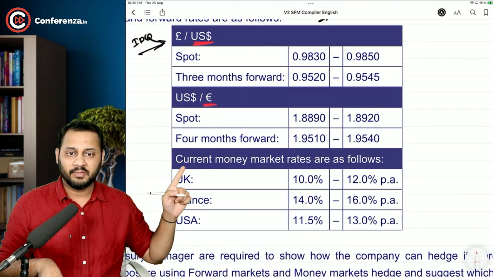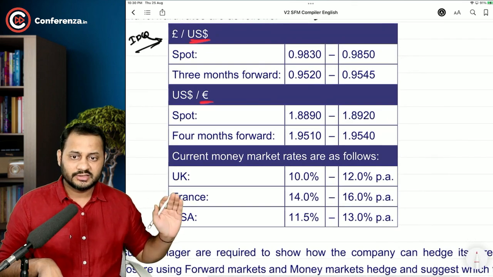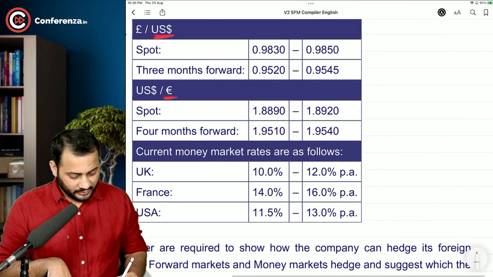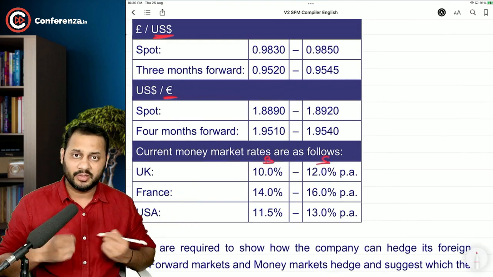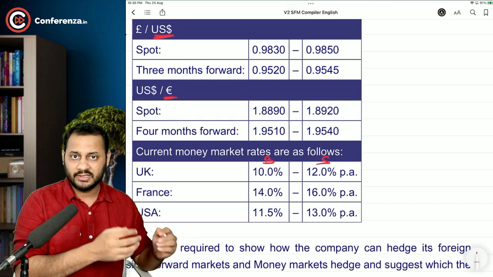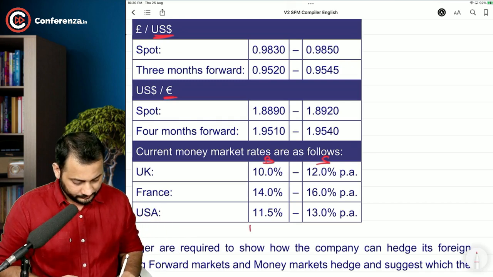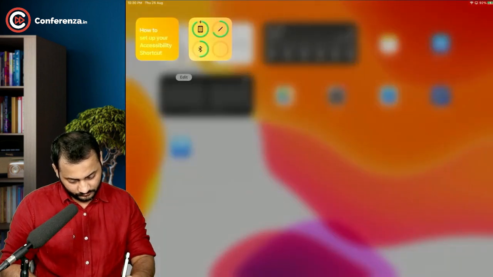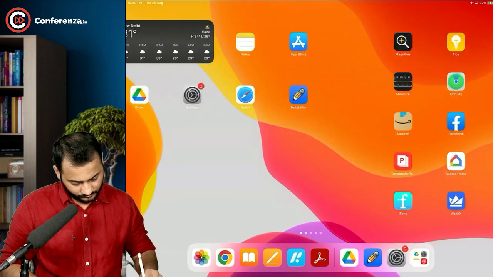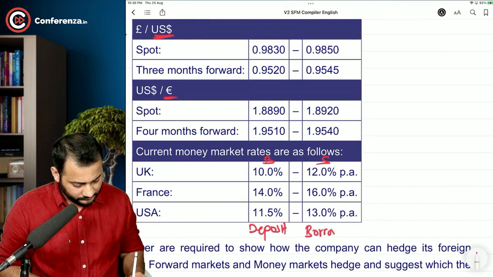Current money market rates are as follows: UK, France, USA. And this is the bank's buying rate and selling rate for money. If the bank is buying money, that means this is our deposit rate. Our deposit rate. This is our deposit rate. And this is our borrowing rate.